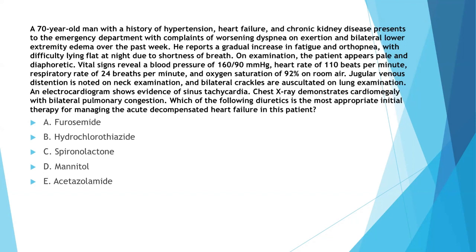Vital signs reveal a blood pressure of 160 over 90, heart rate of 110 beats per minute, respiratory rate of 24 breaths per minute, and oxygen saturation of 92% on room air. Jugular venous distension is noted on neck examination, and bilateral crackles are auscultated on lung examination. An electrocardiogram shows evidence of sinus tachycardia. Chest X-ray demonstrates cardiomegaly with bilateral pulmonary congestion. Which of the following diuretics is the most appropriate initial therapy for managing the acute decompensated heart failure in this patient? Furosemide, hydrochlorothiazide, spironolactone, mannitol, or acetazolamide?